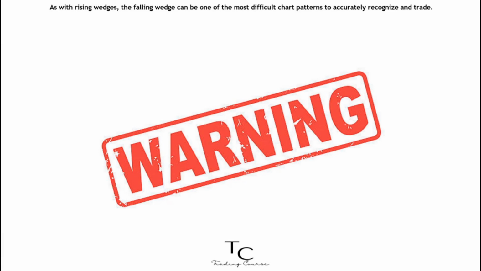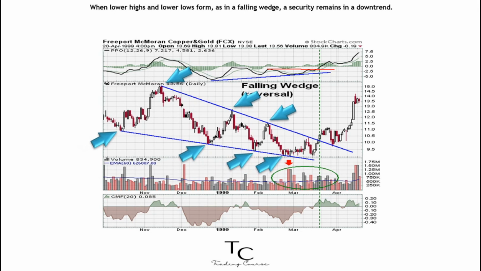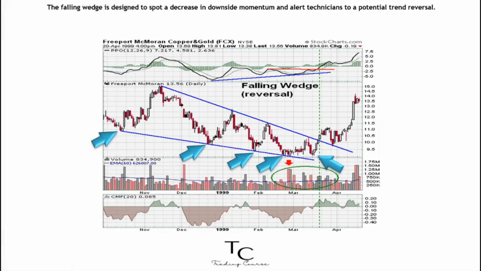As with rising wedges, the falling wedge can be one of the most difficult chart patterns to accurately recognize and trade. When lower highs and lower lows form, as in a falling wedge, a security remains in a downtrend. The falling wedge is designed to spot a decrease in downside momentum and alert technicians to a potential trend reversal.